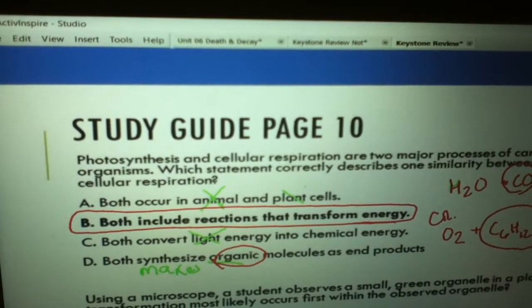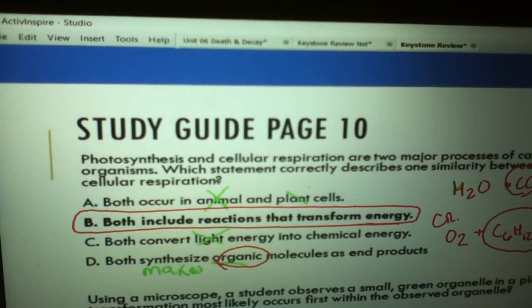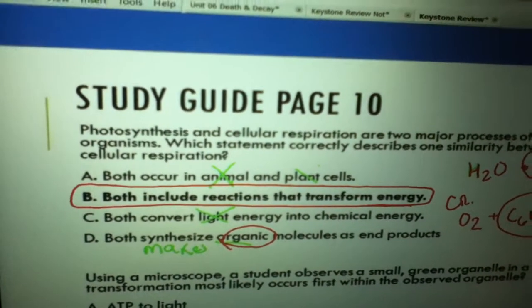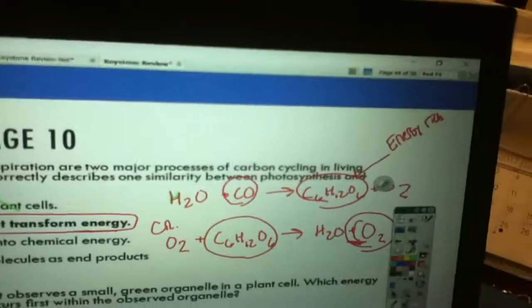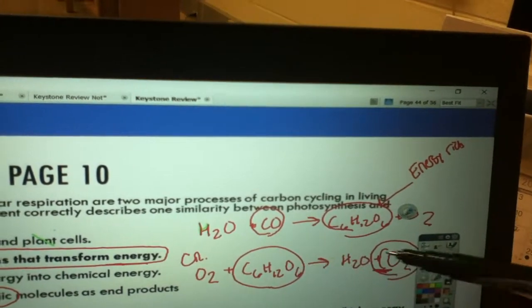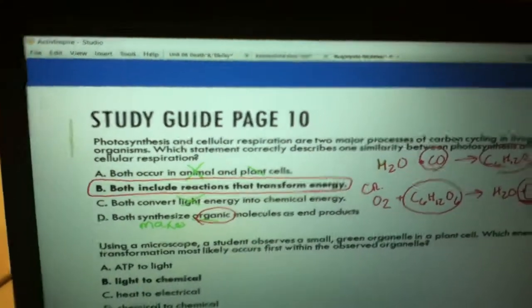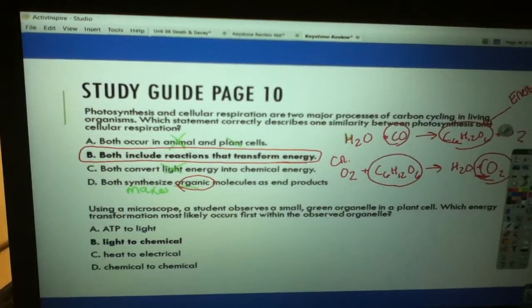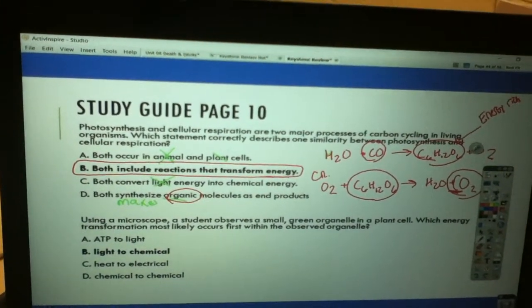They both include reactions that transform energy. D is a little bit confusing because when you look for organic molecules, you see the carbon here after cellular respiration, but it's not the best answer. So again, it's one of those confusing Keystone questions. This one's a little easier.